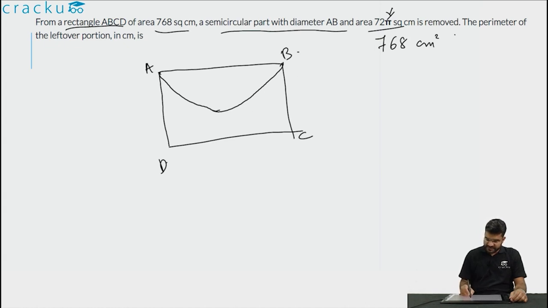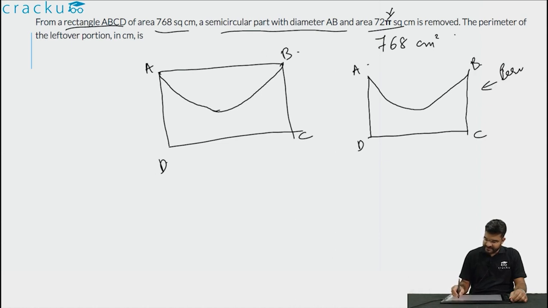So the leftover portion will look something like this. This is ABCD. I am making this look slightly smaller for scale. Okay, so this is A, this is D, this is C, this is B. We are required to find out the perimeter of this part.